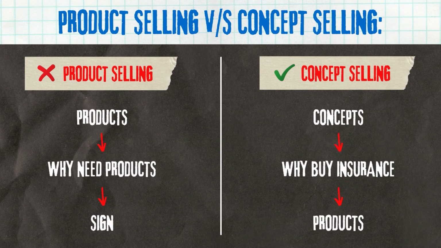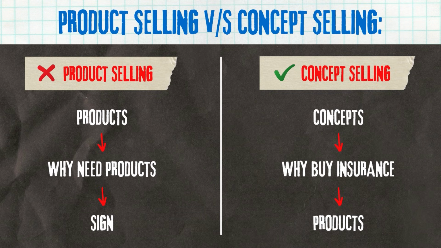Before we move on, I want to quickly explain my style of selling insurance to help you gain better clarity. When I first started selling insurance, the method I was taught was the product selling method, which is firstly present your products, next tell your clients why they need the product, and finally try to convince them to buy. So the process was product, explain why they need the product, and then sign.